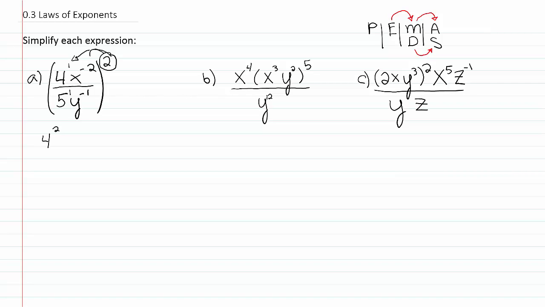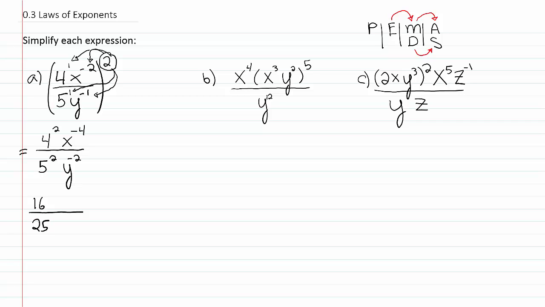Bringing in the 2 to multiply by this negative 2 is going to give you x to the negative 4th power. And then we bring the 2 outside to multiply by the exponent on 5, which is going to give us 5 to the 2nd power. And then lastly, we're going to bring that 2 in to multiply by the negative 1, and it's going to give us, therefore, y to the negative 2 power. Okay, so with that taken care of, the only thing we have to do now is evaluate the exponents that are on the numbers. So 4 squared will be 16, and 5 squared would be 25.